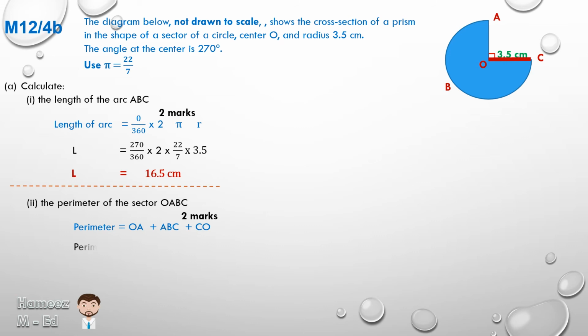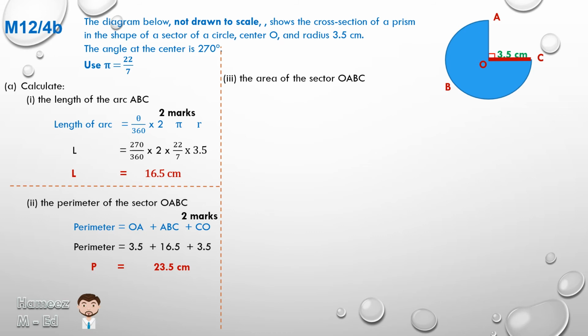So OA is 3.5 cm, that's a radius. Length of the arc, we worked out from part 1, is 16.5 cm. And length of OC is another radius, 3.5 cm. And that will give us 23.5 cm.